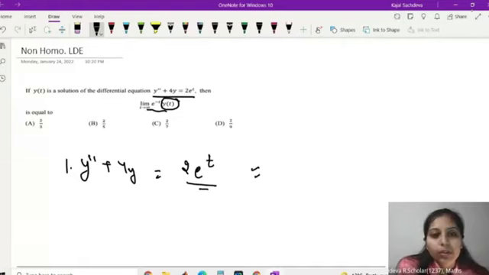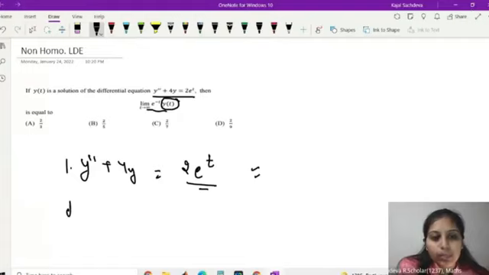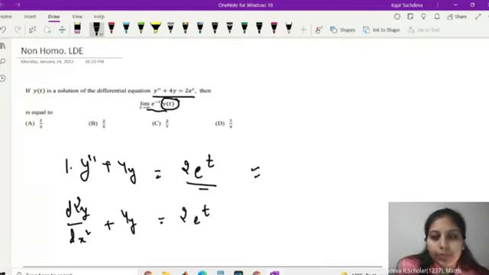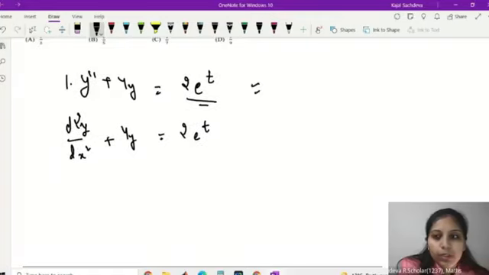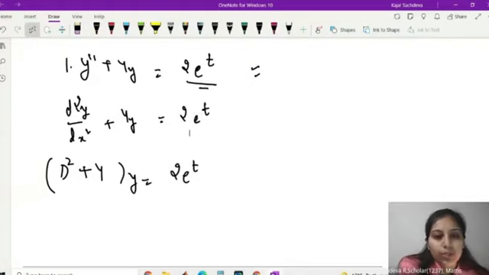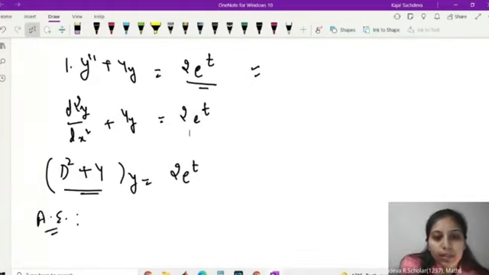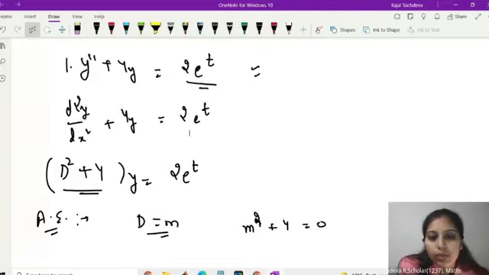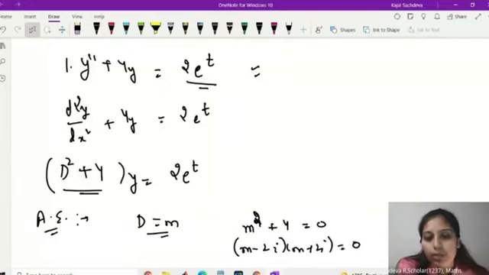So just find CF. For this, first we write it into symbolic form. So firstly write it as d2y by dt square plus 4y is equal to 2 into e raised to power t, which can now be converted into symbolic form: D square plus 4 y is equal to 2 into e raised to power t. So this is the homogeneous part. For writing the auxiliary equation, replace D by m. We get m square plus 4 is equal to 0. So what are the roots here? This can be written as m minus 2 iota, m plus 2 iota is equal to 0. This is the 2 iota whole square. We get the roots as m is equal to 2 iota and minus 2 iota.